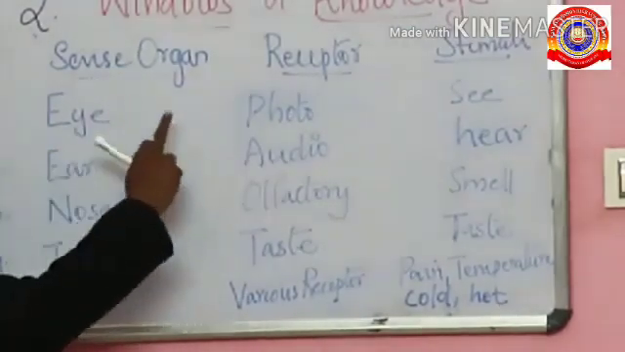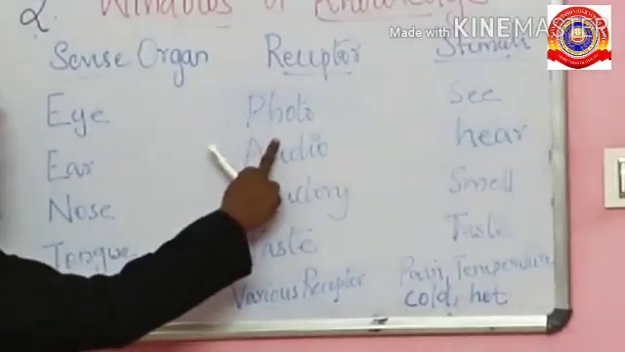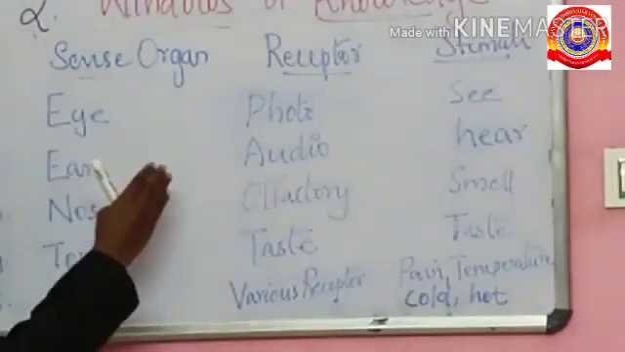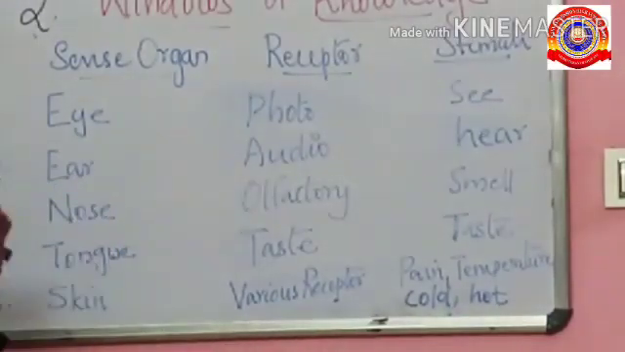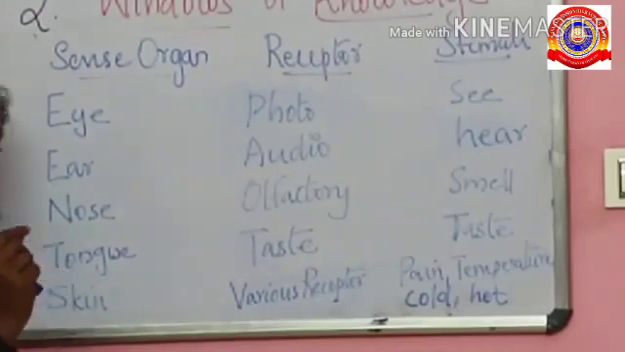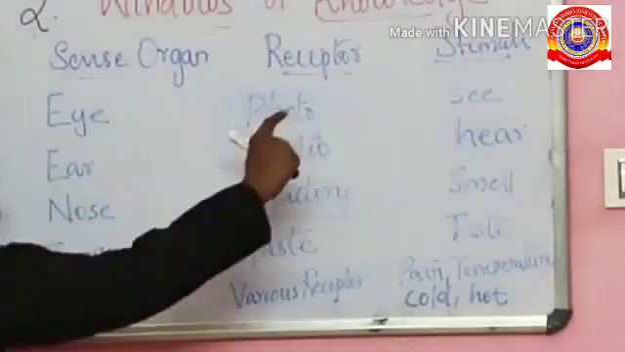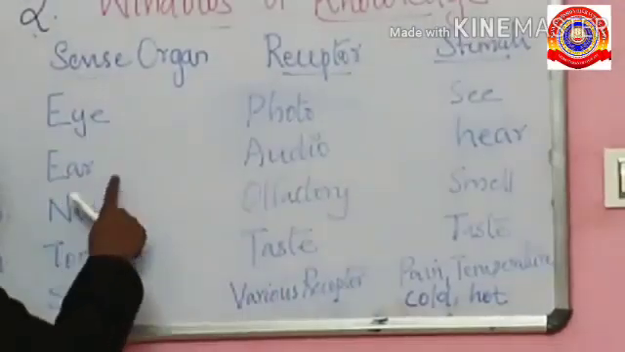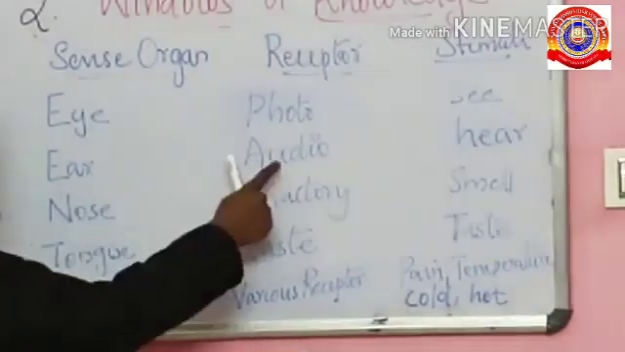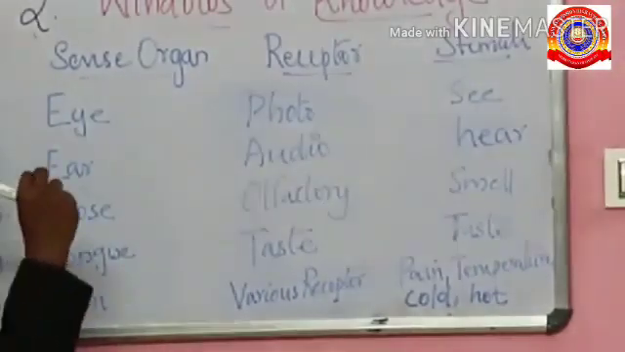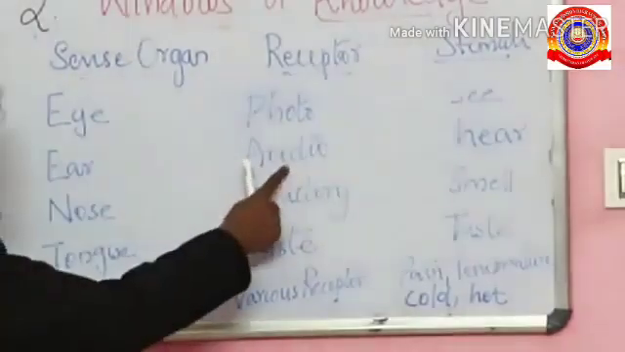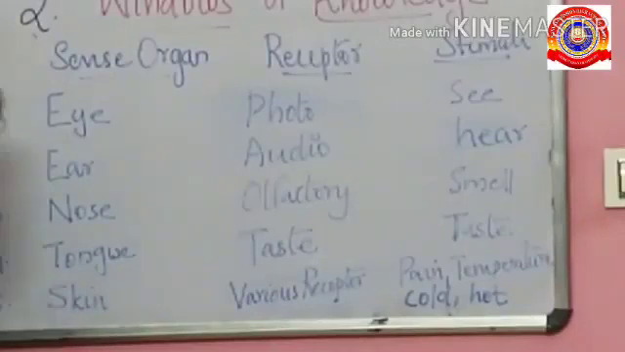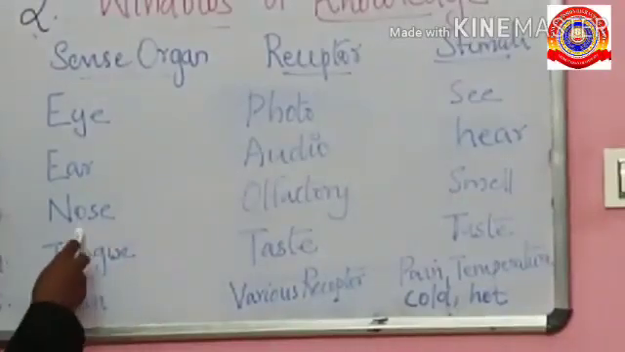In the eye, the receptor is a photoreceptor. Photo means light. So, the receptor present in the eye is photoreceptor. In the presence of the light only we can see the object. So the stimulus is that we can see the object. Second one is the ear. The receptor present in the ear is audio. Audio means sound. So the receptor present in the ear is the auditory receptor.